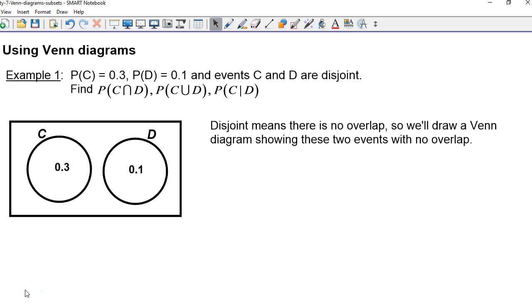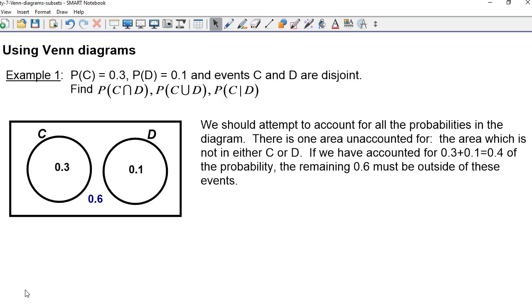Okay, so since they told us that the events are disjoint, it means we could draw a Venn diagram, and we would draw it so the circles don't overlap, because that's what disjoint or mutually exclusive means. It means there's no overlap. And we can go ahead and fill in the probabilities for C and for D. Right? So we should attempt to account for all the probabilities in the diagram. And there's one area that's unaccounted for, the area that's not in C or D. But if we add up 30 and 10, that's 40%. That leaves 60% left over, so that would have to be in the outside.